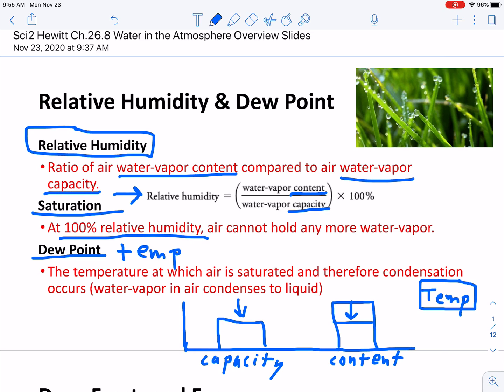And that is what creates what we see in the mornings as dew on grass or condensation on the surface of your car. That's because the air had a lot of water in it. Suddenly the air cooled down, its capacity got too low, and the water then is going to condense onto different surfaces. So we call that the dew point because it's going to form dew on grass and on other things, right? Any surface, right? So the temperature at which air is saturated, and therefore condensation occurs.